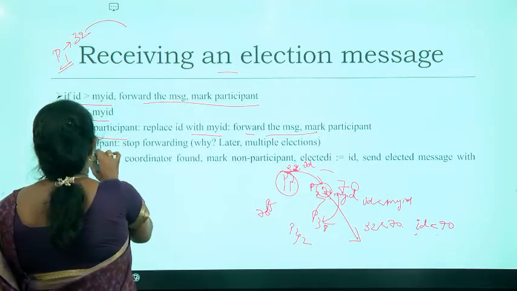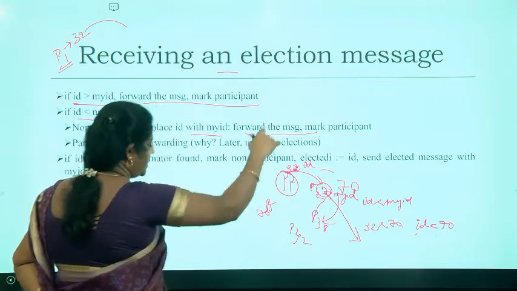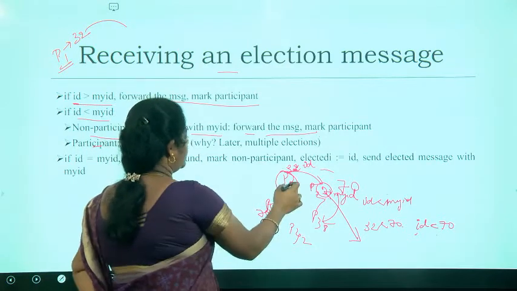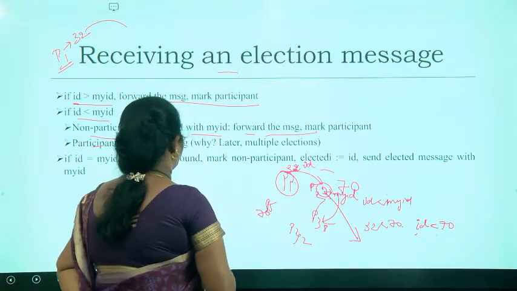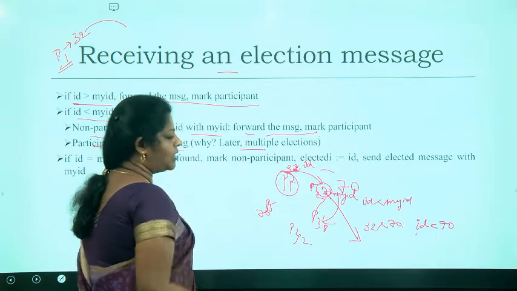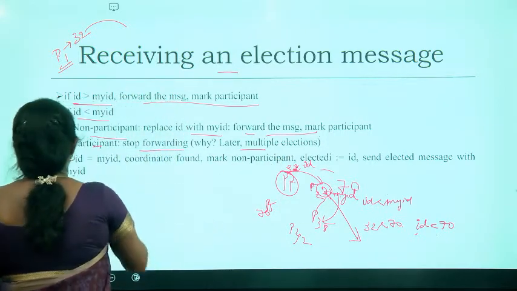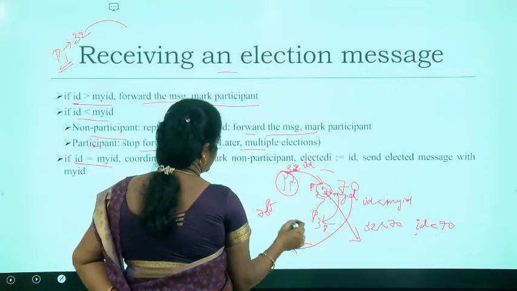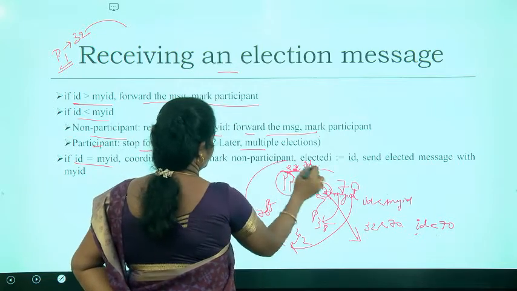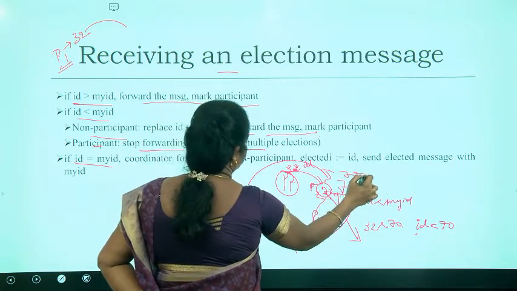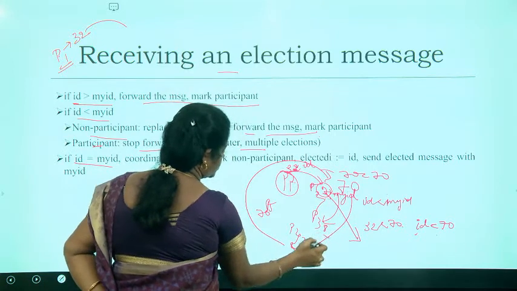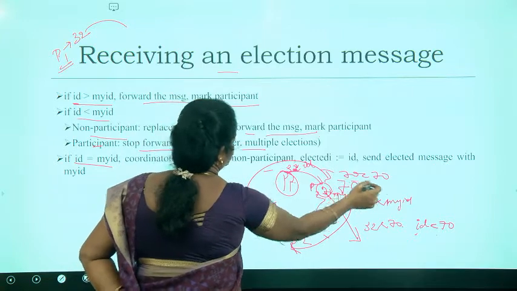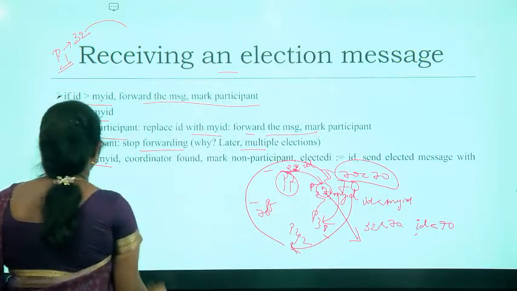And the participant, the initial participant, stops forwarding. Why? Because it is stopped right here. Later, after that, multiple elections may be enabled. If both are the same, for example, as the message keeps rotating in this direction, here both are the same: 70 is equal to 70. Initially this one is lesser, this one is lesser, this one is also lesser, and while coming here these both are the same. Then we can say that a coordinator is found.